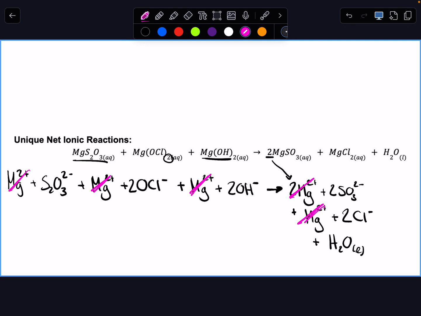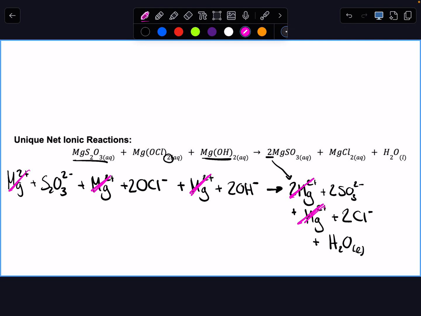Any other spectators people see? On this side, it's OCl, but on that side it's actually now just Cl. So that actually is a change, but good observation, Mason. Good, so S2O3 is not the same thing as SO3. Those aren't the same thing, so we can't cancel those out. And we have no other spectators.